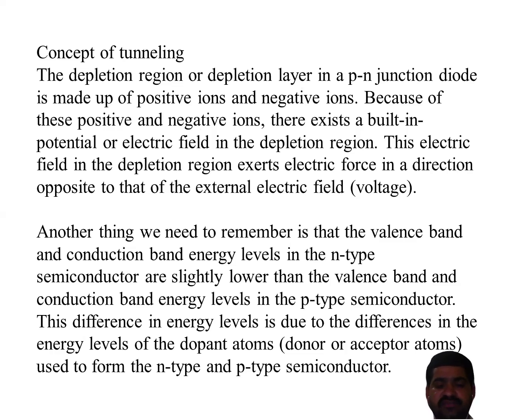Another thing we need to remember is that the valence band and conduction band energy levels in the n-type semiconductor are slightly lower than the valence band and conduction band energy levels in the p-type semiconductor. This difference in energy levels is due to the difference in the energy levels of the dopant atoms used to form the n-type and p-type semiconductors.